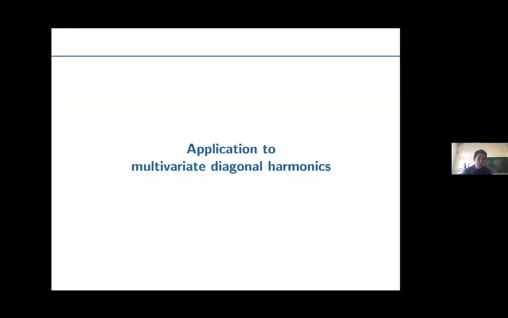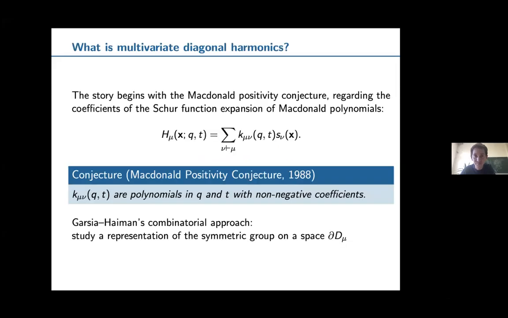The second part of my talk will be concentrated on applications to multivariate diagonal harmonics. But before I tell you about the application, I need to tell you what multivariate diagonal harmonics is. And this is a beautiful story. It starts with the Macdonald positivity conjecture regarding the coefficients of the Schur function expansion of Macdonald polynomials.